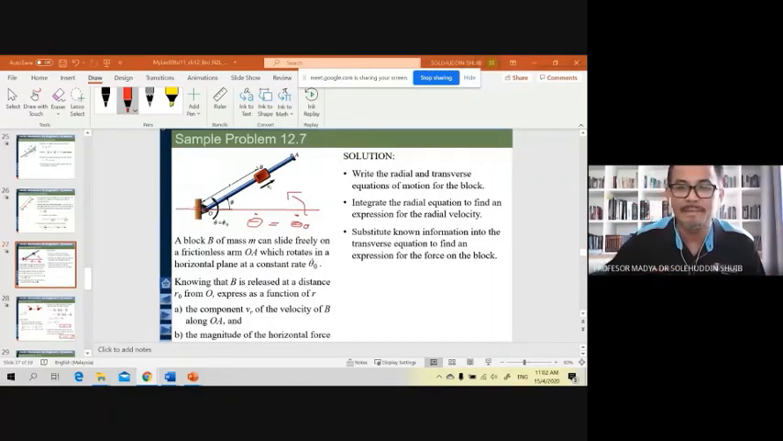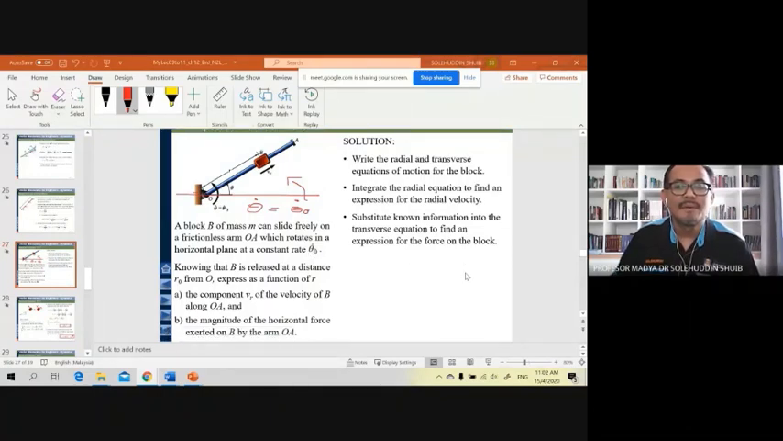Just to recap what we have learned, to make sure we are very accurate. We have theta, the rotation, which is counterclockwise. So this is the problem: the arm rotates in a horizontal plane at a constant rate theta dot, which is angular velocity. Block B is released at a distance r from O.